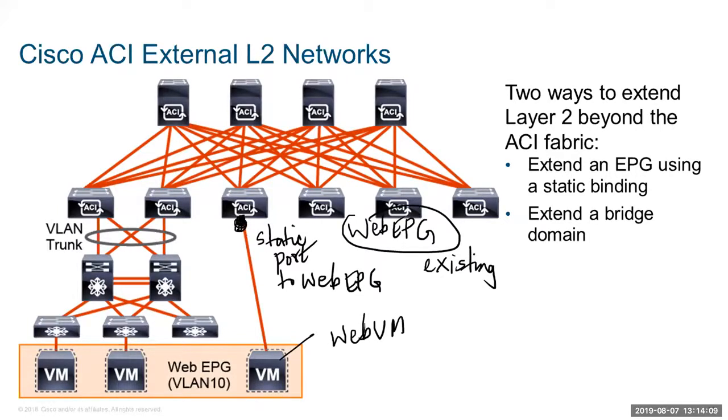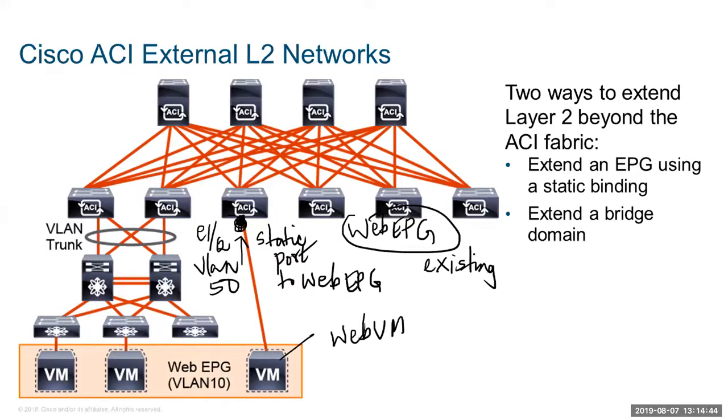This is more simpler. We are saying any traffic coming in on port E1/12 will be tagged with VLAN 50 and will be assigned to web EPG. That's more simpler to accomplish, but it doesn't give you control over the contract. You're not establishing a new EPG for all devices connecting through that port. You're assigning it to an existing EPG. This is just extending the EPG. And of course, the other one.